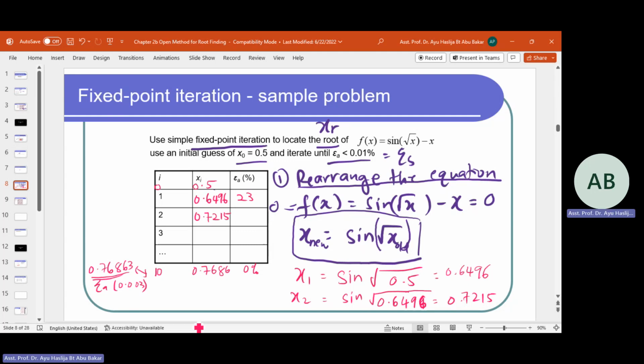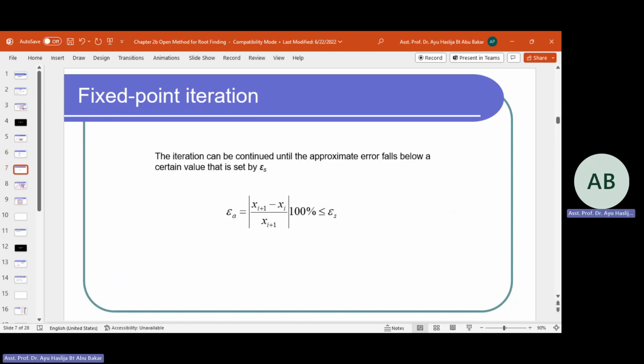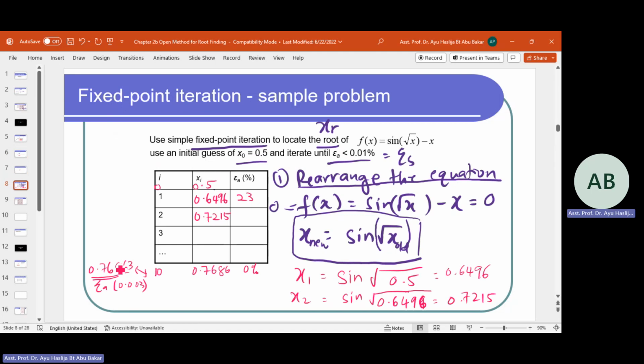Okay, so the equation here, x new, as in the slide, sometimes you will use as xi plus 1. Okay, so it depends how you label your equation. So here it can also be labeled as this. i here is the iteration number.